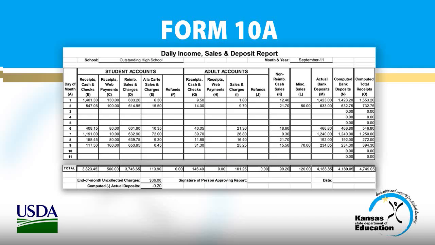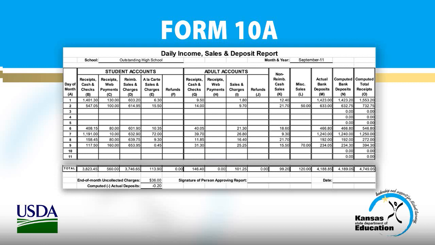KSDE has developed a variety of financial management tools and reports to assist sponsors with financial management of the food service fund. Today, we will highlight the monthly financial report and the daily income sales and deposit report. Each serving site that collects money from students and adults should maintain the daily income, sales, and deposit report, or Form 10A. The form is available in Microsoft Excel on the Child Nutrition and Wellness website.